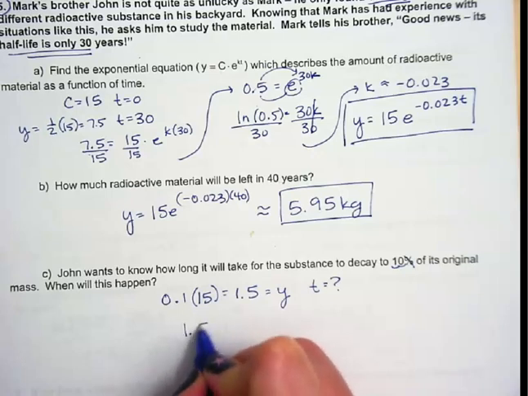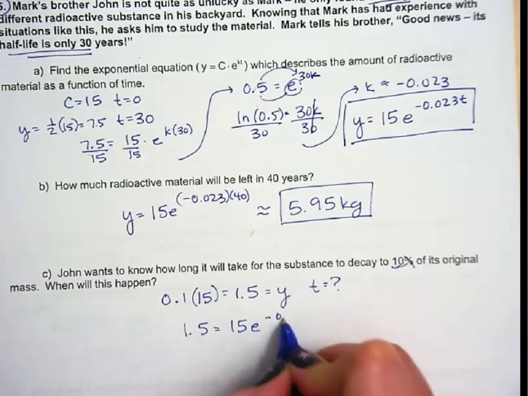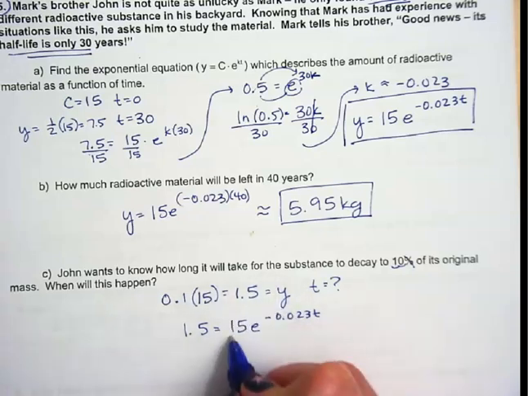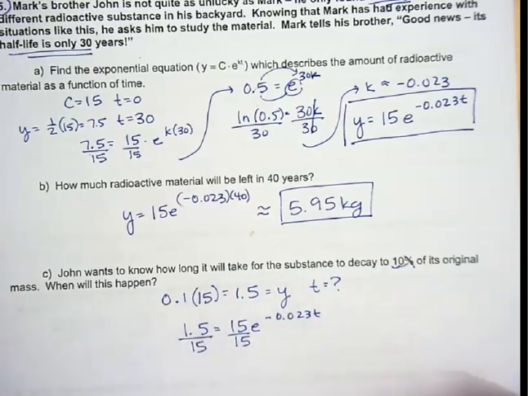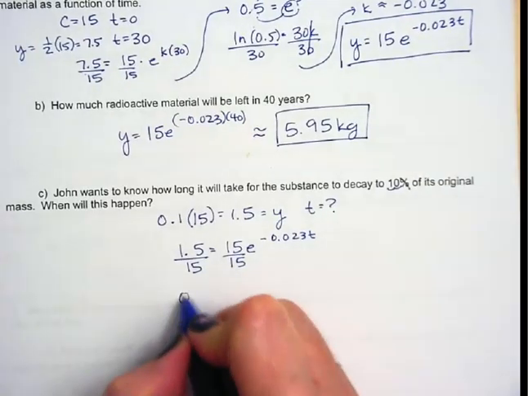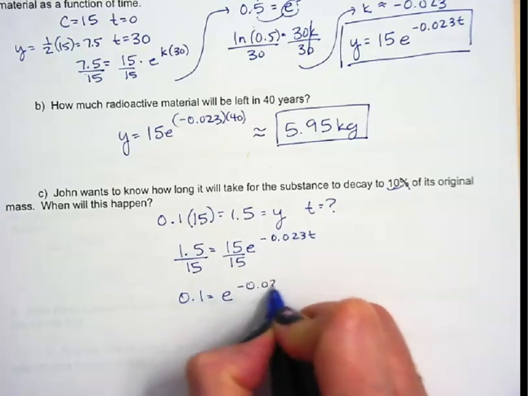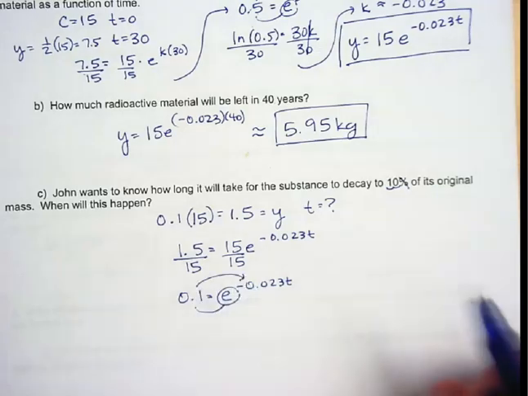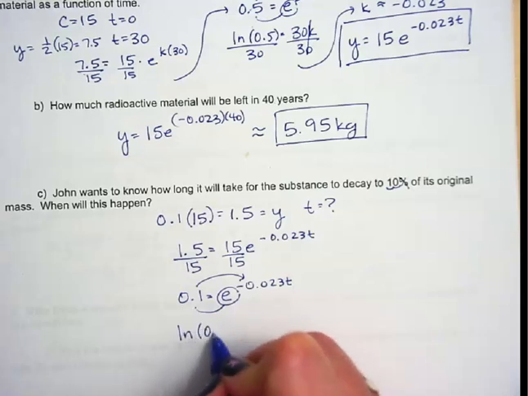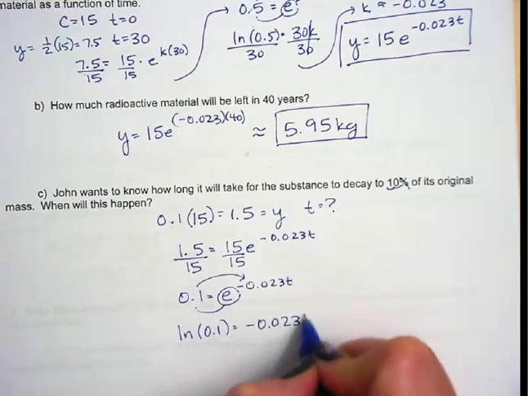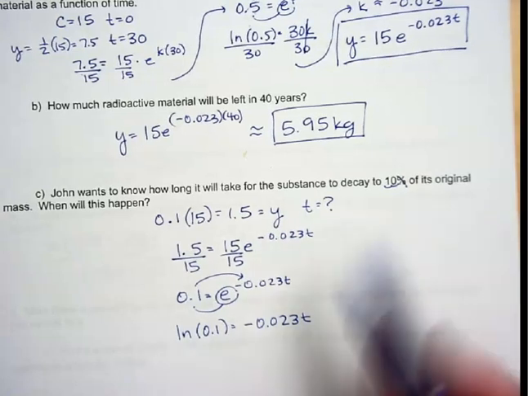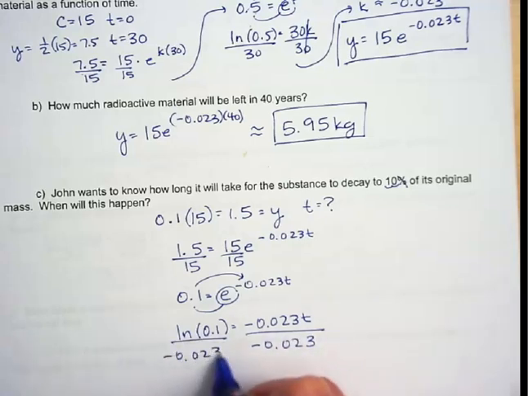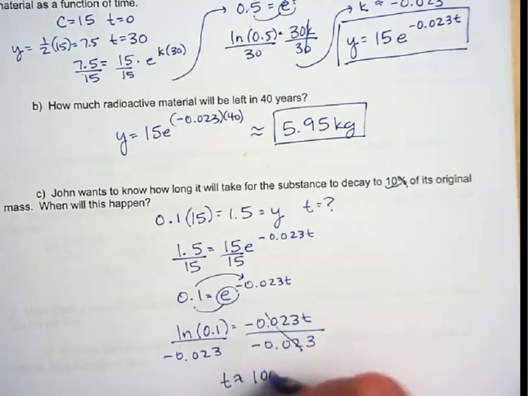So I'm going to put 1.5 equals 15e to the negative 0.023t. Solve for t, I'm going to rewrite this using log. First, I'm going to divide off this 15 here. So that gives me 0.1 equals e to the negative 0.023t. Now I can rewrite as log base e of 0.1 equals that. So log base e is the same as natural log of 0.1. Divide both sides by negative 0.023, and t is approximately 100 years.